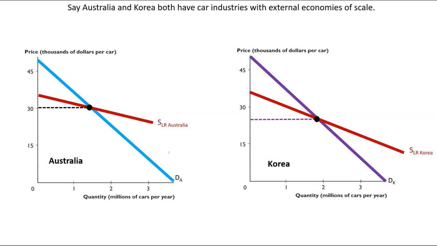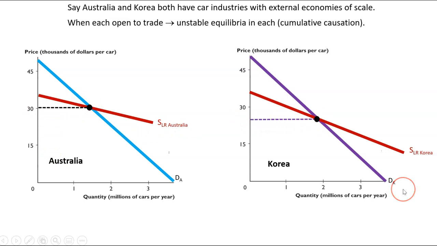And let's say, as you can now see here, they both have external economies of scale. Their long-run supply curves are downward sloping. Each domestic industry has its own equilibrium price. However, if we were then to open each country up to trade, and let's say there's only two of them, only Australia and Korea in this simple example.